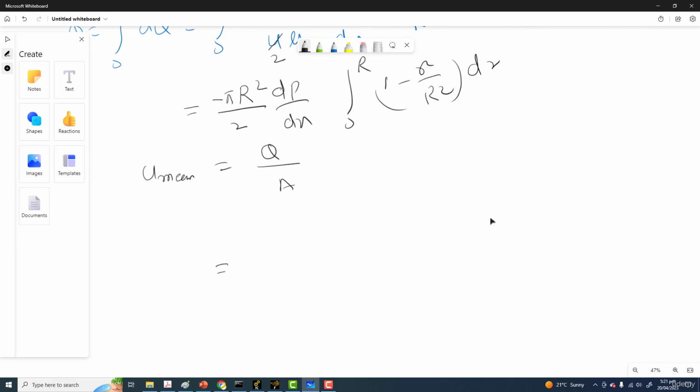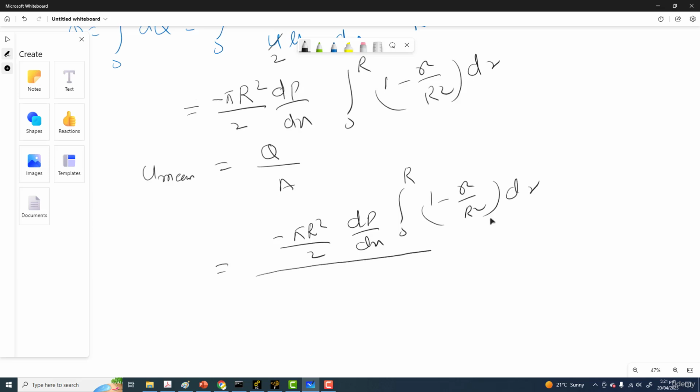So this is minus pi R square upon 2 dP by dx, integration 0 to R, (1 minus r square upon R square) dr, and divided by area. This area is equal to pi R square. So pi cancelled, R square cancelled.